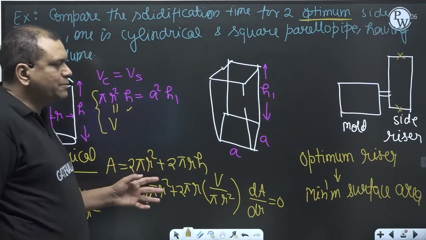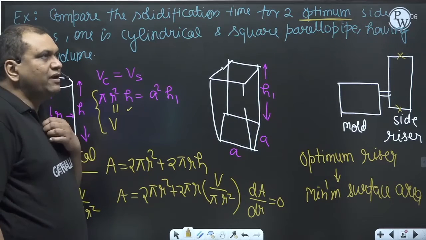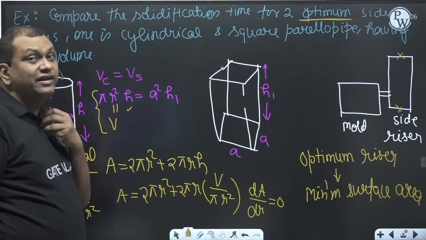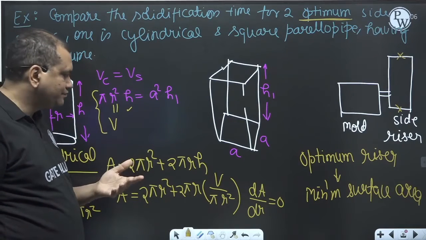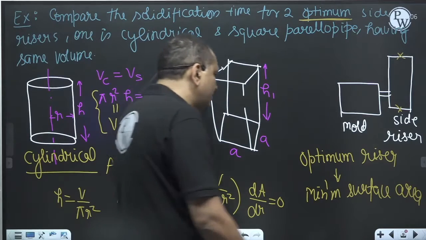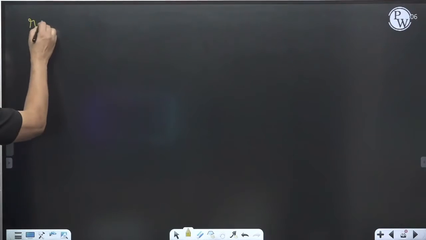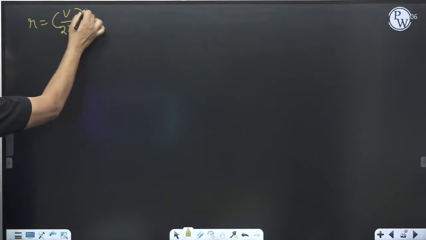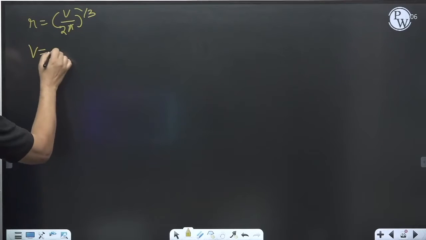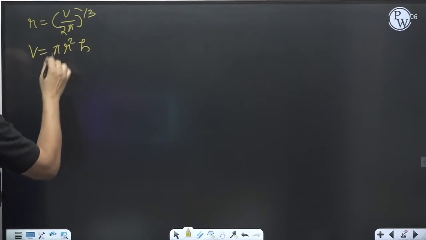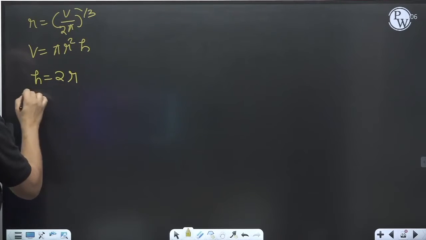So optimum riser means minimum surface area, because when the surface area is minimum, heat transfer will be minimum. If you solve it, R will be (V by 2 pi) raised to power 1 by 3. And this you put in V equals pi R square H, put the value of R, you will get H equals 2R.